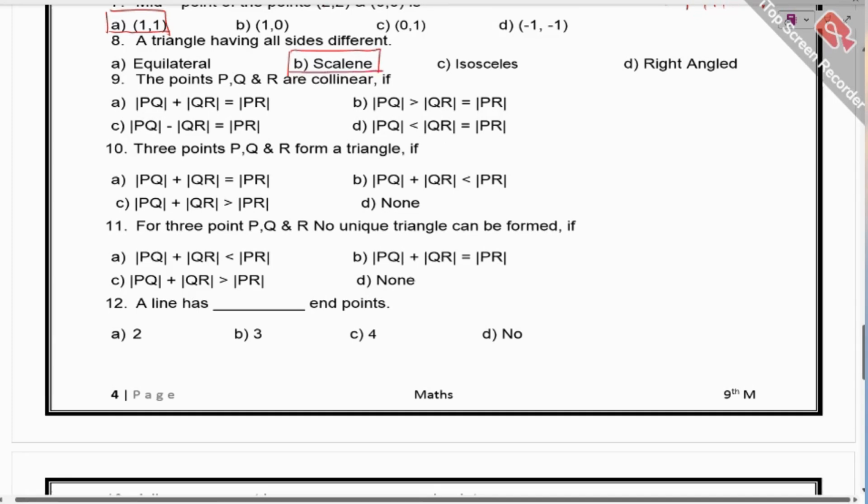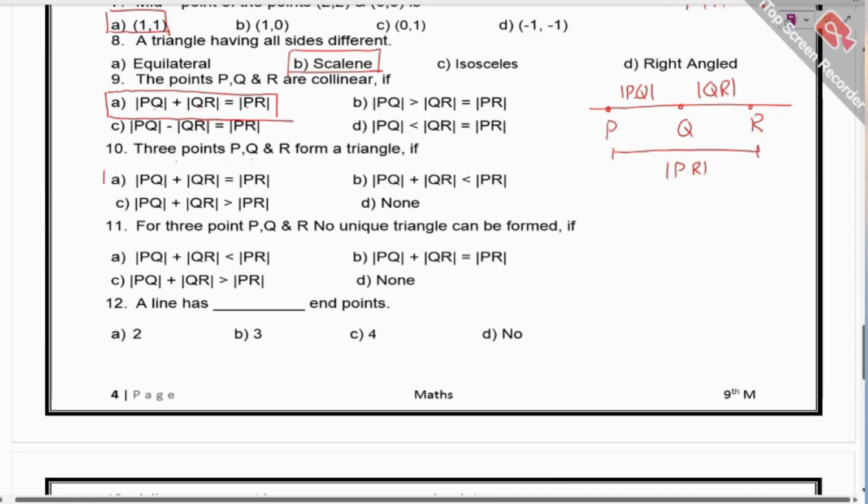The points P, Q and R are collinear. So it means that this is the point P suppose, that's a point Q and that is point R. So when we say these points are collinear, if I calculate the distance between P and Q, it will become PQ. Distance between QR is QR and that is the overall distance. So it's clear from this figure PR is the sum of PQ plus QR. So MCQ number 9, option A will be the correct option. PQ plus QR is equal to PR.